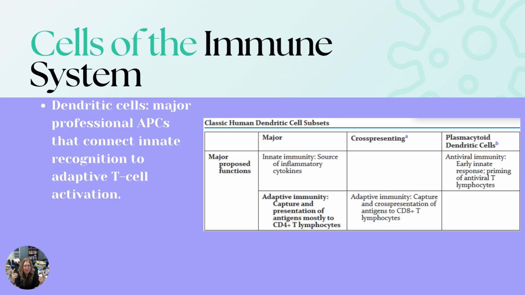So think about that sequence. Something foreign enters the body. The innate immune system recognizes it. A dendritic cell captures information about it, and now that information can be shown to the adaptive immune system. And that's how we start moving from something foreign is here to we know exactly what we're targeting.